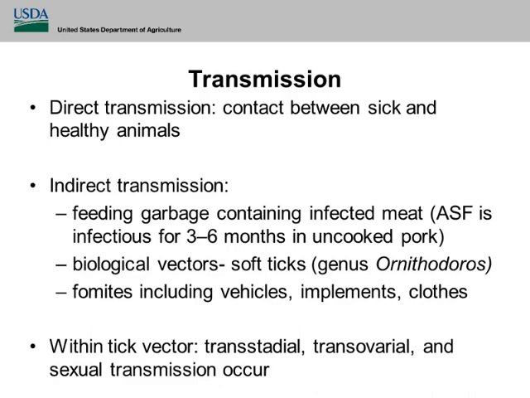Biological vectors such as the soft ticks are a problem. Again, if it made it into a soft tick population, we had a difficult time of getting rid of it. And fomites, including vehicles, implements, and clothes. So again, much like foot and mouth, when you have veterinarians going out to the farms to look at animals and see whether or not something is going on, you have to be very, very conscious of PPE and following the appropriate procedures to make sure you're not taking anything off that farm to any place else you might be going. And as I mentioned a minute ago, within the tick vector, it persists throughout all the stages of the tick's life, and it's transferred to the eggs and sexually to other ticks.